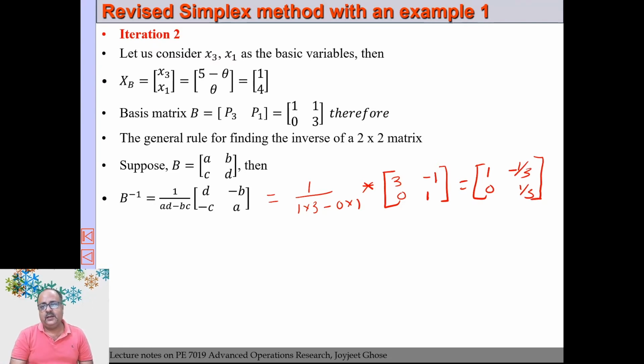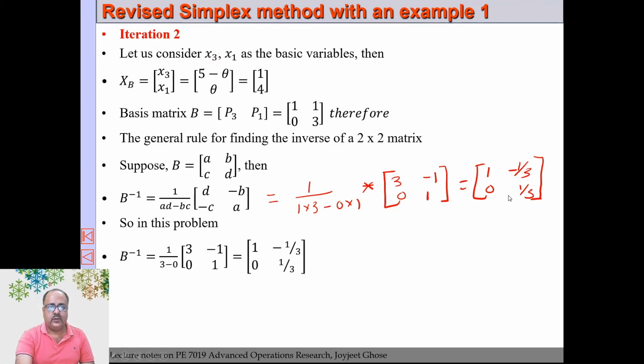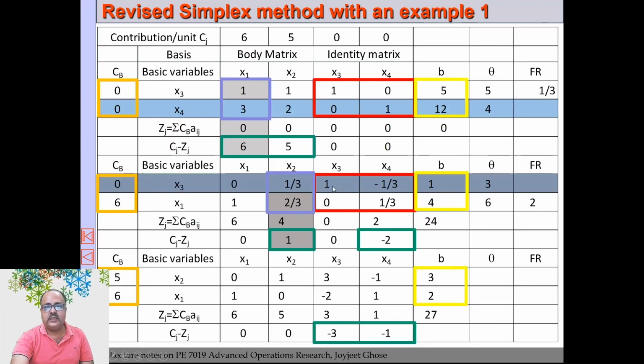And again, if you see my conventional method solution, B inverse will be exactly equal to this. So here you can find that it comes out to be 1, minus 1 by 3, 0, 1 by 3. So if you look at the solution of the conventional method again, it becomes 1, minus 1 by 3, 0, 1 by 3, and my next solution is x3 is equal to 1 and x1 is equal to 4. So with this we move on.